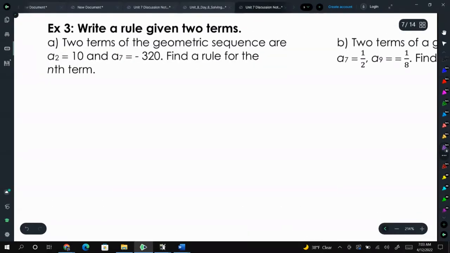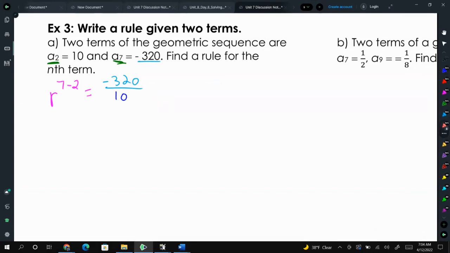Okay, when we have two adjacent terms, we would divide them, and that would give us the r value. But these are not adjacent terms. We have a sub 2 and a sub 7. Well, how far are they away from each other? They are 5 numbers away. The difference between 7 and 2 is 5. So the way we write that is r to the 5th power. Actually, maybe I should write it this way: r to the 7 minus 2 power equals that 7th term, which is negative 320, over 10.